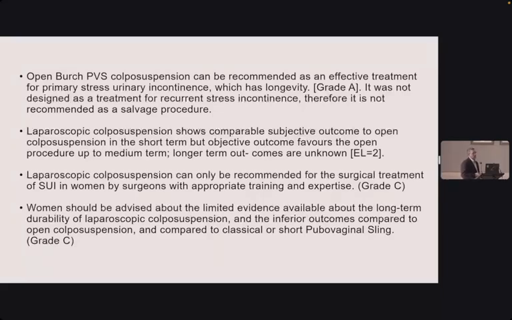The laparoscopic colposuspension, as we showed, shows comparable outcome to open in the short term. However, in the longer term, it seems to be not as effective as the open one. And then the laparoscopic one should be recommended to those surgeons that have appropriate training and expertise in doing minimal invasive surgery, that is sort of speaks for itself. But women should be advised about the limited evidence available of long-term durability of laparoscopic colposuspension.